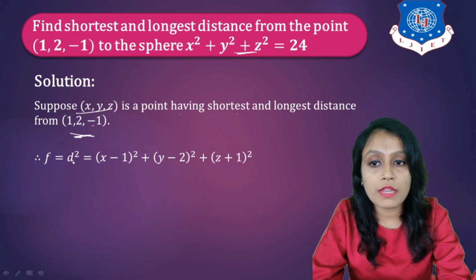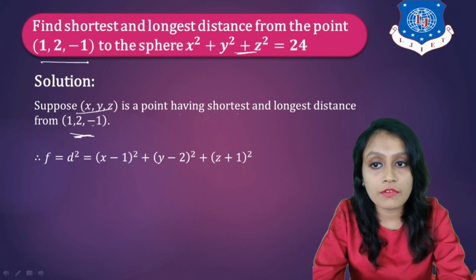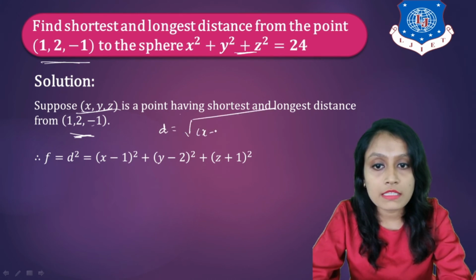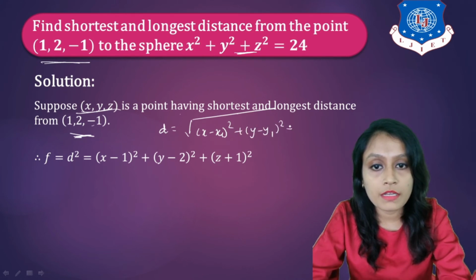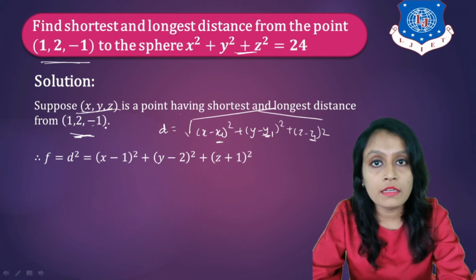So the distance formula is d square is equal to (x - 1) whole square. The point is given (1, 2, -1). So we have to find the distance from this point and this point, that is (x, y, z). Now we know the distance formula, d is equal to what? Under root (x - x1) square + (y - y1) square + (z - z1) square. This is under root. Now in place of x1, y1 and z1 we have to substitute 1, 2 and -1. So you will get this equation and just square it.